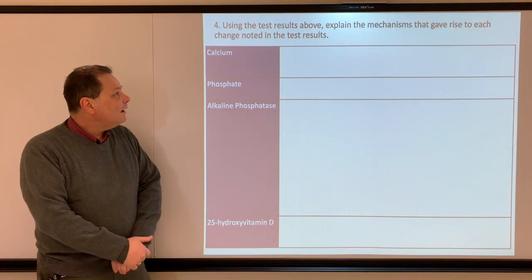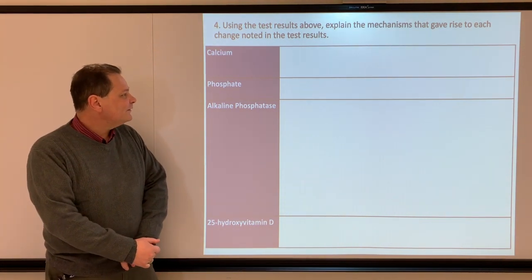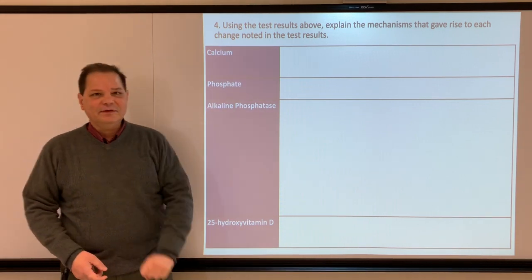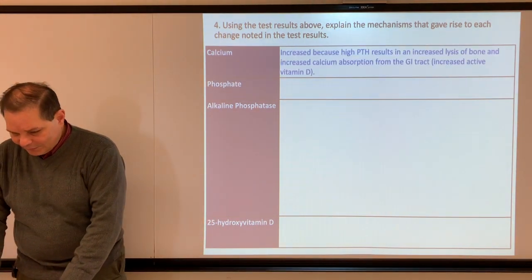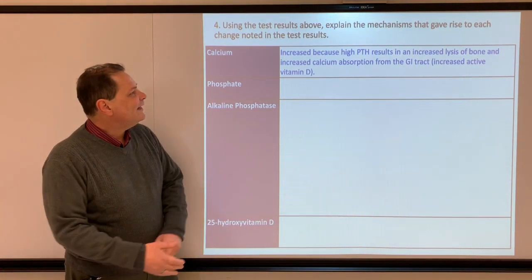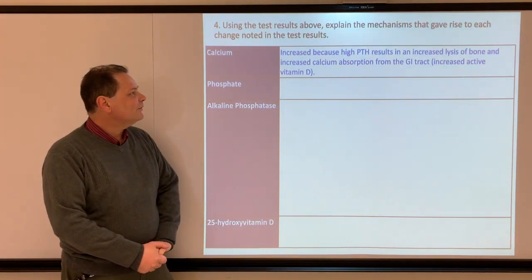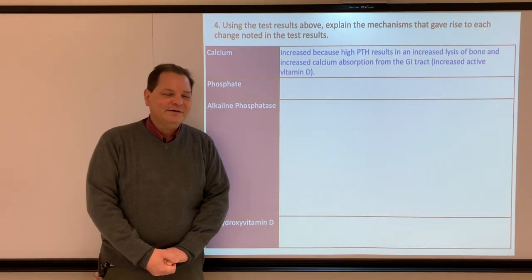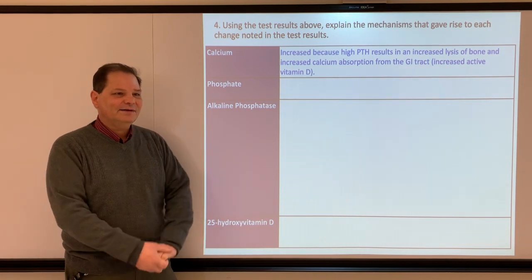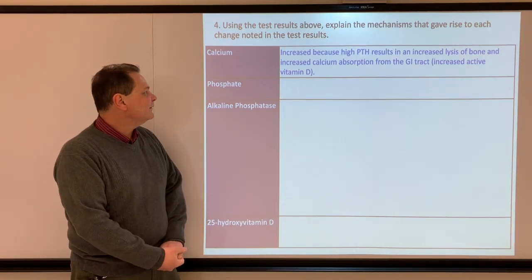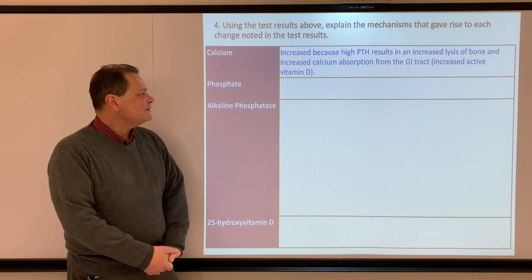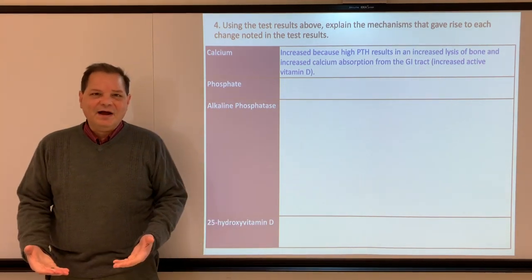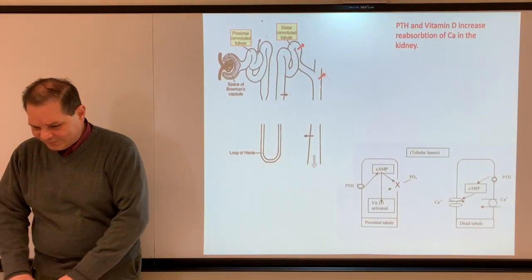So, our mission is to explain the abnormal values in that test. So we have high calcium, and I think I just explained that. You have high PTH, and that is causing lysis of bone and increased calcium absorption from the GI tract through vitamin D. We'll go through that in a second. It's causing calcium to be retained in the kidneys, and your serum calcium is inappropriately high. The next question is, what do we think will happen with phosphate? Well, our PTH is high. The question is, what does PTH do to phosphate?